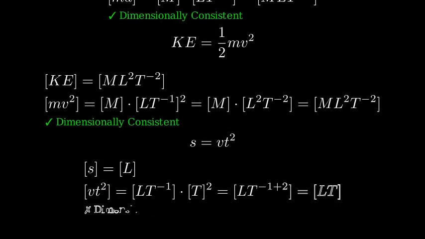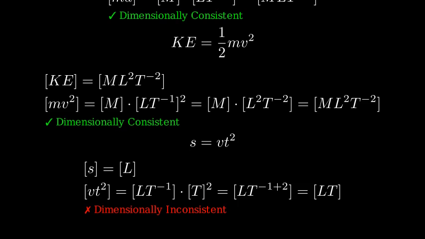Let's also see an example of a dimensionally inconsistent equation. s = vt^2, where s is distance, v is velocity, and t is time. Dimensionally, s = L, and vt^2 = LT^-1 * T^2 = LT^(-1+2) = LT. Since L doesn't equal LT, this equation is dimensionally inconsistent and cannot be correct.